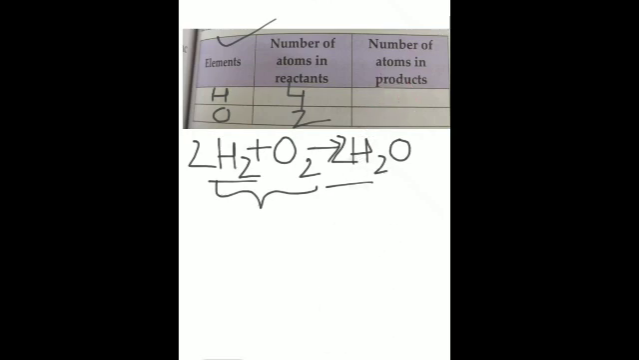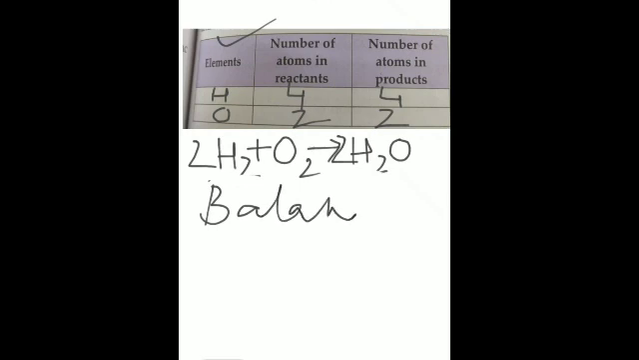Here the number of hydrogen atoms are 4 and the number of oxygen atoms are 2. So this equation is balanced. Is it clear? This is balanced. We can take one more example.